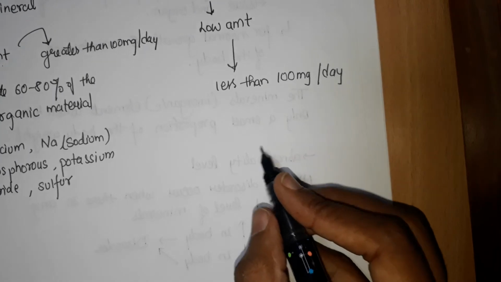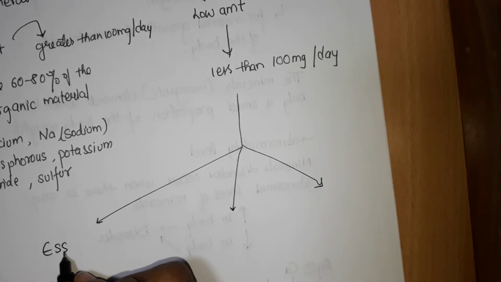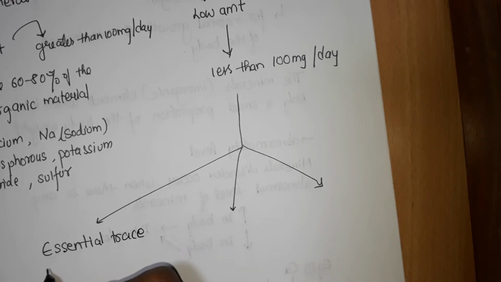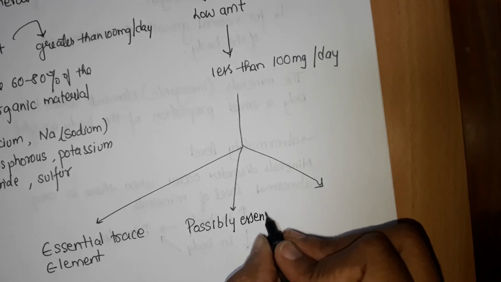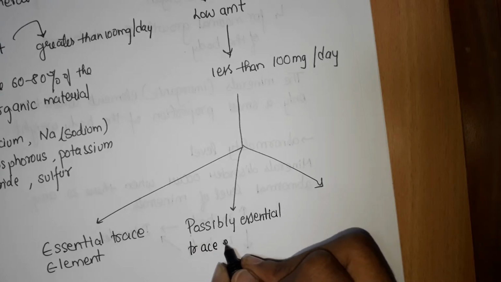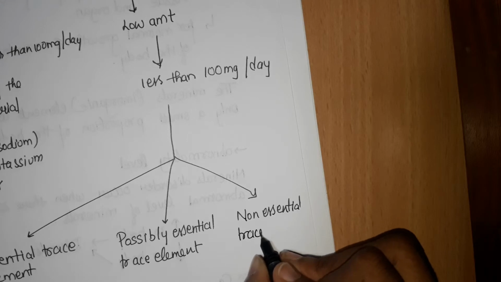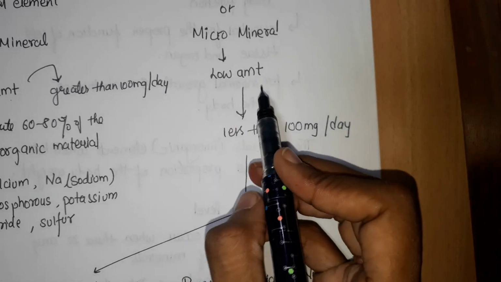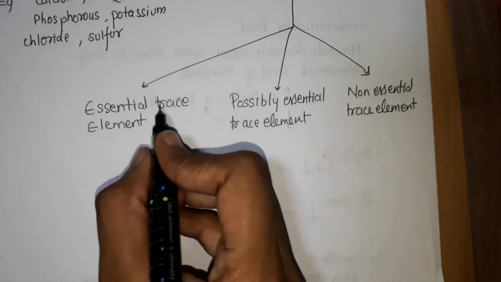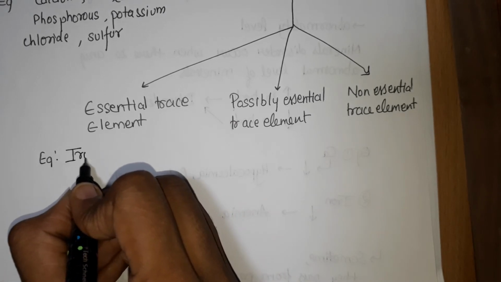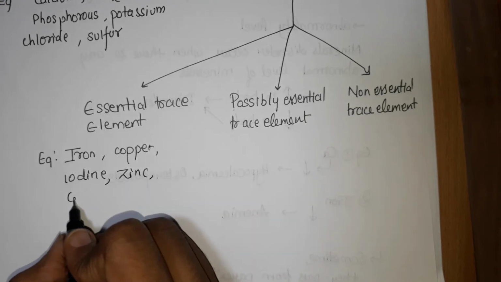And these micro elements are again subdivided into 3 types. First one, essential trace element. Possibly essential trace element. Next one is non-essential trace element. Okay, this micro element which are required in low amount is again divided into 3 types: essential, possibly essential, non-essential. Examples of essential trace elements are iron, copper, iodine, zinc, cobalt. Okay.